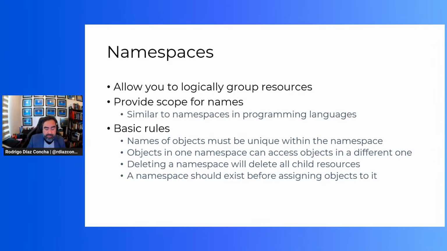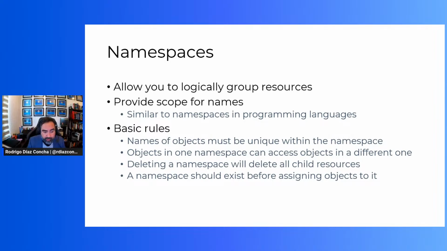There are some basic rules that namespaces follow. The first one is that names of objects must be unique within the namespace, just as I'm telling you right now. So you can't create my-pod twice in the same namespace. Of course, you can create my-pod in another namespace. However, the namespace should exist beforehand, okay? So you should create namespaces before using them in your manifest files or in your imperative commands, okay?